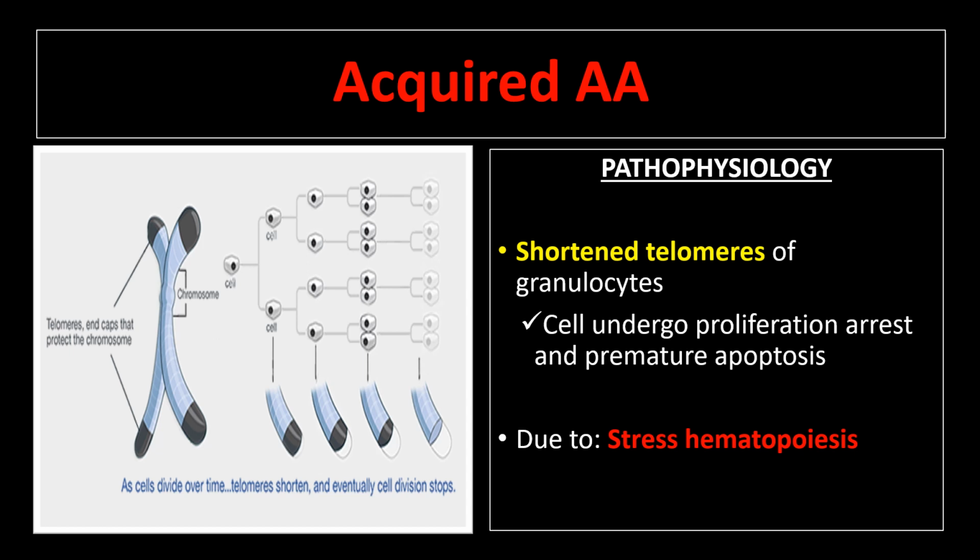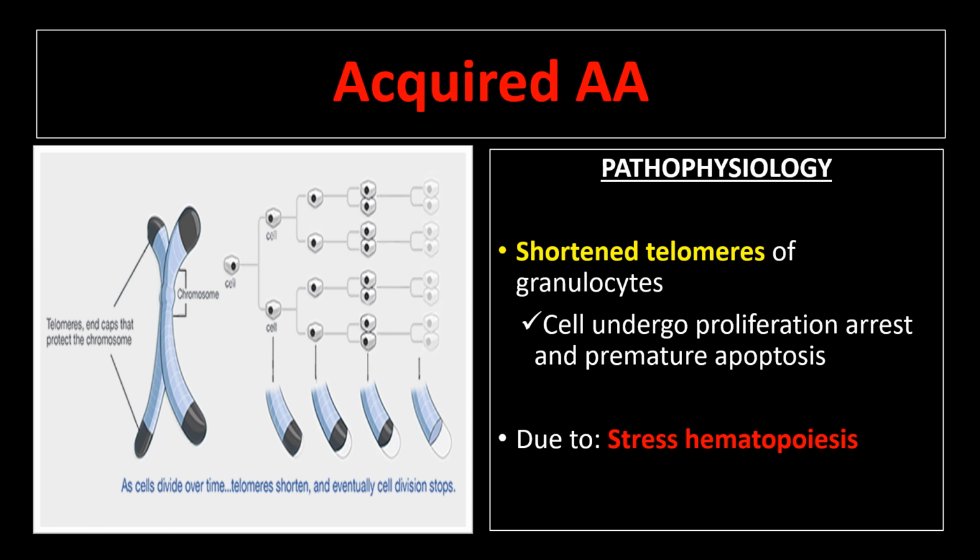So normally, in senescent or old individuals, the telomeres tend to be depleted. But if you are a child or of young age, this is normally not shortened. So if you have shortened telomeres, the cell would undergo proliferation arrest and eventually lead to premature apoptosis, thus causing a decrease in the number of cells, or in this case, a decrease in the granulocytes. This might also be due to stress hematopoiesis, in which there is an increase in progenitor cell turnover, and the telomeres become shorter with each cell division. So a depletion of the telomere would eventually result in proliferation arrest and premature apoptosis.